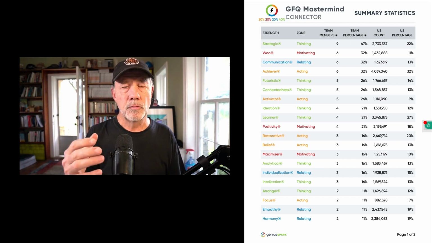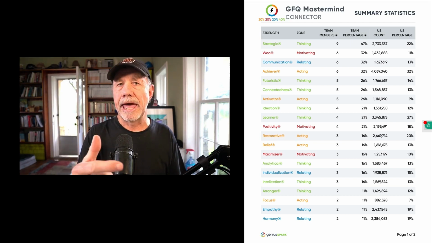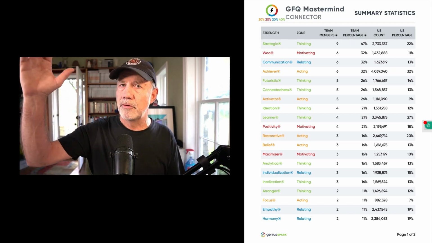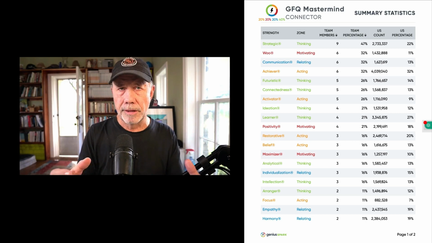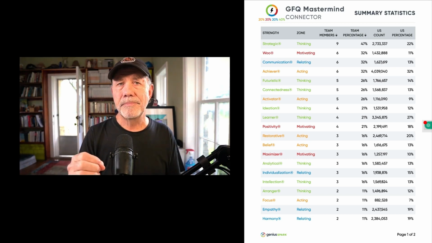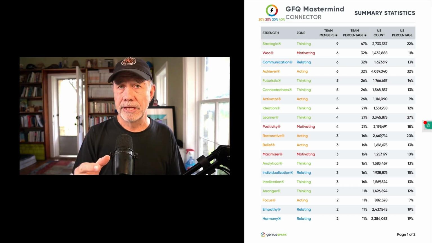The strategic stands out because it's more than double the US percentage. And because of that, you want to unpack what that means and ask the people in the room, how many of you have strategic? And then let them share with you how they make decisions. And strategics typically make quick, high-level decisions. They cut through the clutter. And then right underneath it, WOO, winning others over, is almost 3 times the national average. The red or motivating strengths are less common in that top 5.